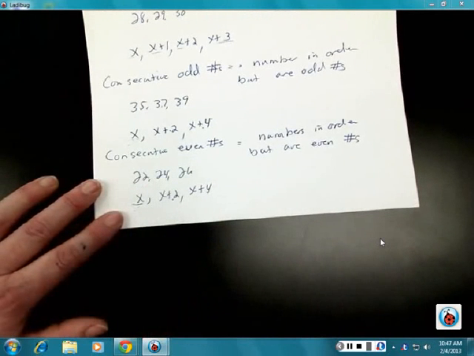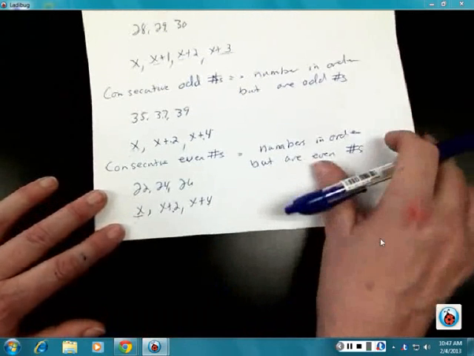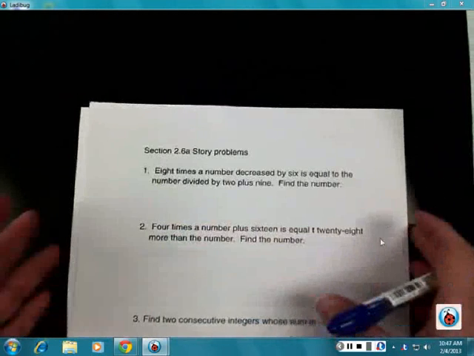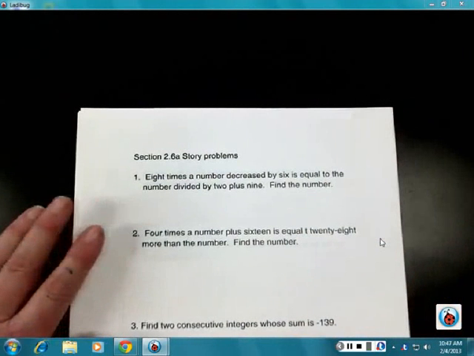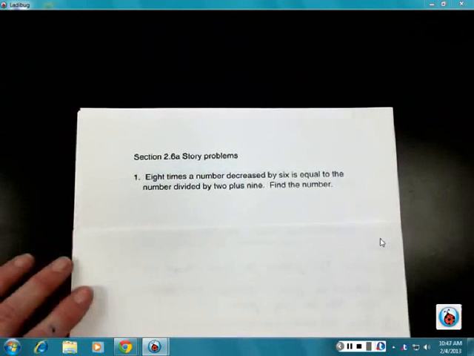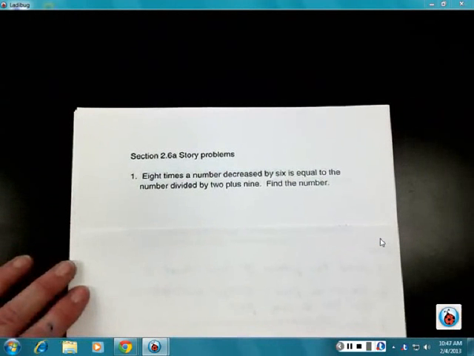Okay? So, you ready to try some of these guys? Let's see what we can do with these story problems that we have in this section. We are going to the story problem sheets. 2.6a. If we look at the very first one up here, 8 times a number, so 8n, right? Minus 6.